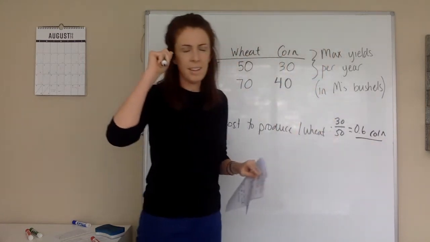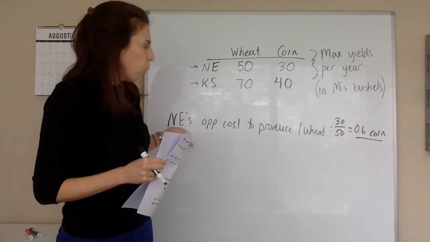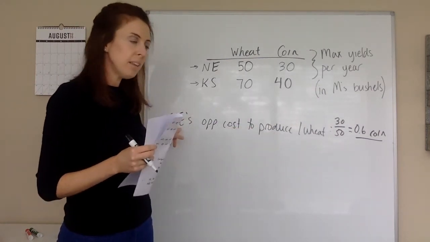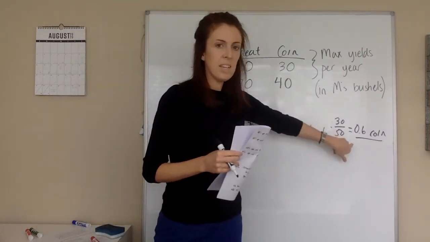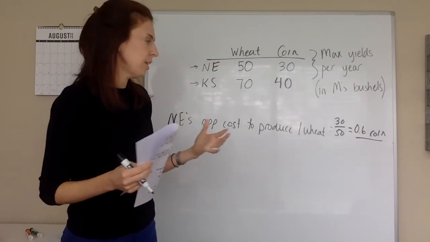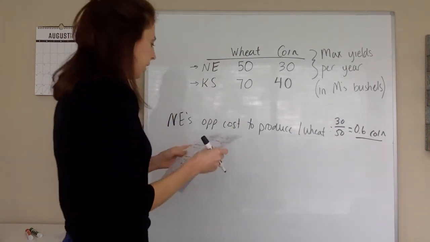Okay, so just, again, engage this for a minute. For every 1 unit of wheat Nebraska is making, they are choosing implicitly not to make 0.6 units of corn. So this is the opportunity that they are forfeiting. This is the cost of making each 1 unit of wheat. Okay, let's think about Kansas.